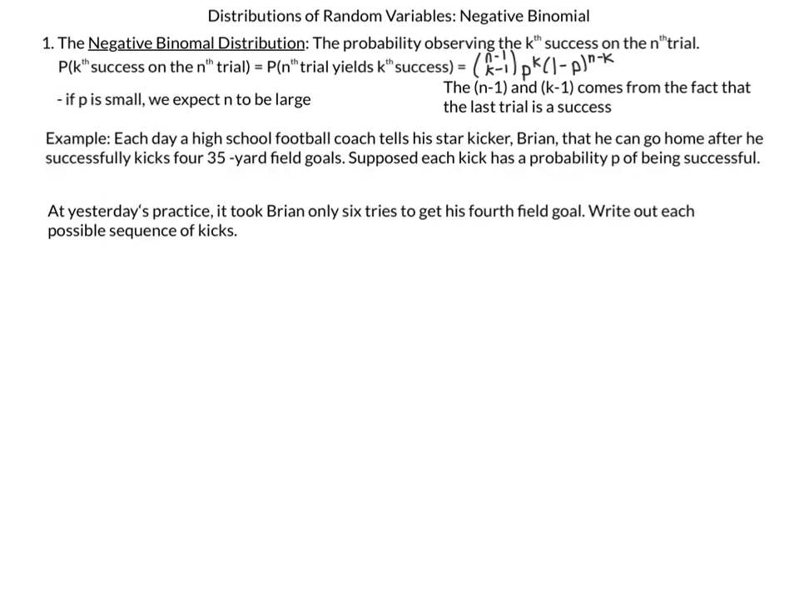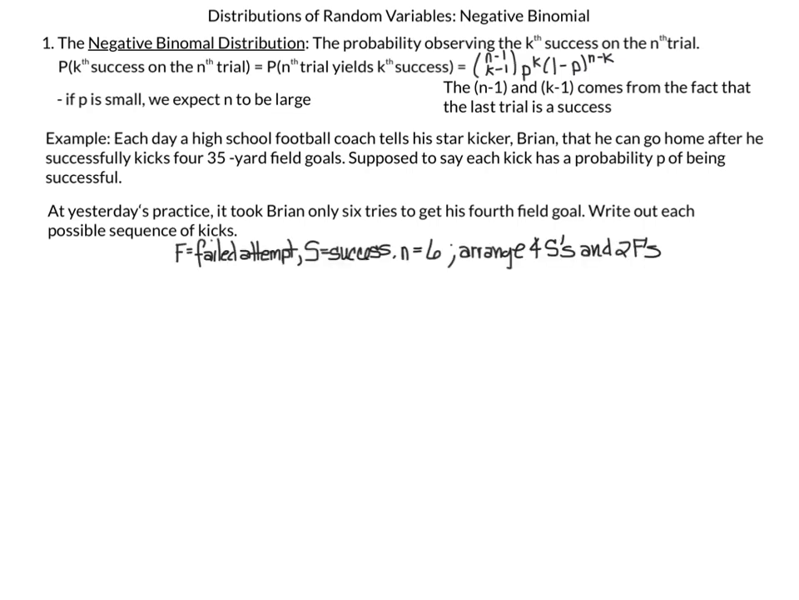Our next question is, at yesterday's practice, it took Brian only 6 tries to get his 4th field goal. Write out each possible sequence of kicks. So for this, I'm just going to use some notation. F is a failed attempt. S is a success. In this case, we said that n is equal to 6. So after 6 tries, he got 4 field goals. I should probably put k is equal to 4.